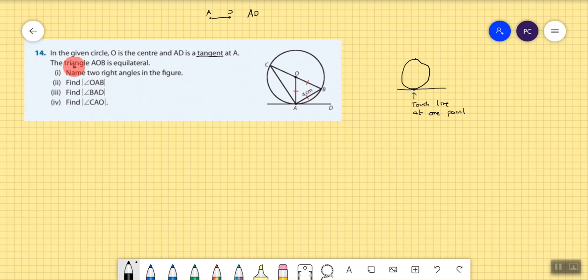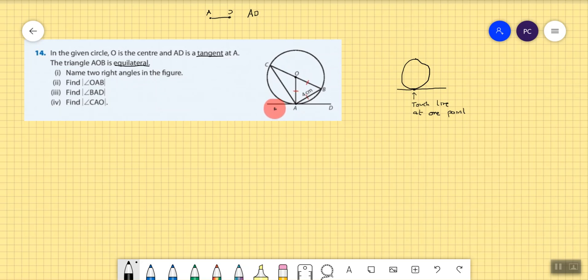The triangle AOB is an equilateral triangle. So the triangle AOB, this is an equilateral triangle. Equilateral means that all the sides are of equal length, and you can see that they've put in a red line here to represent that on each one. So name two right angles in the figure. So two right angles in this figure.